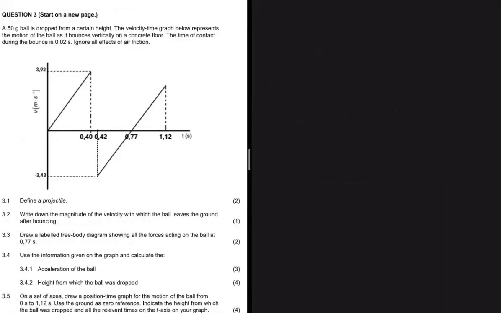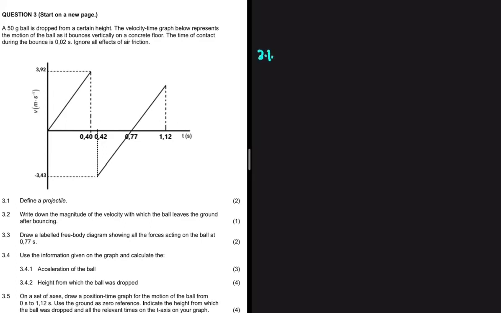An object that moves under the influence of the gravitational force only. That is the definition of projectile. If you omit the word object in your definition, you lose a mark. And after gravitational force, if you omit the word only, you lose another mark. So we have to be very precise with our definitions. That is the answer to 3.1.